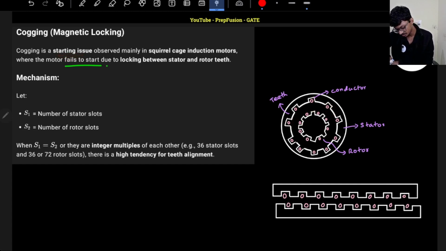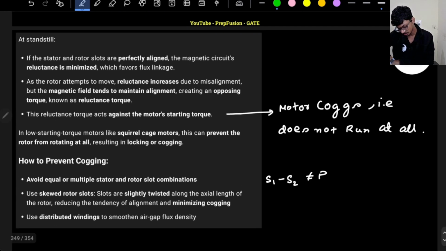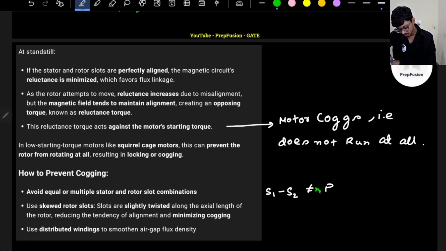So the starting issue is observed mainly in squirrel cage induction motors, where the motor fails to start due to locking between the stator teeth and the rotor teeth. This happens when the slots are integer multiples of each other. So basically if S1 equals some multiple of S2, there can be a problem of magnetic locking, or if S1 minus S2 is an integer multiple of the number of poles, then also there will be a problem. Just theoretically I am explaining it, not numerically, because that is not important.